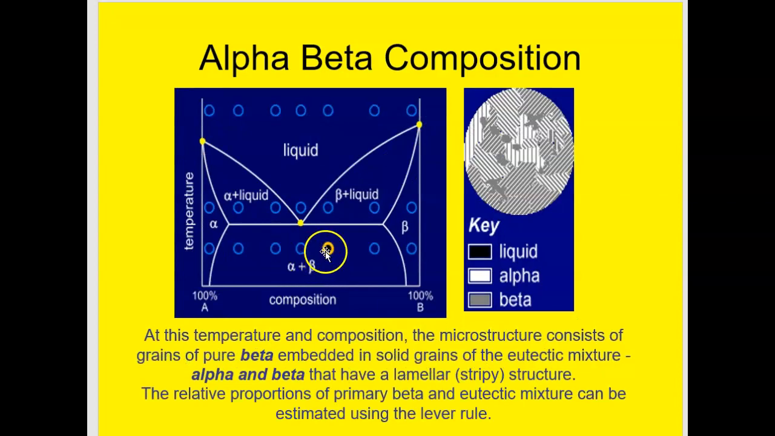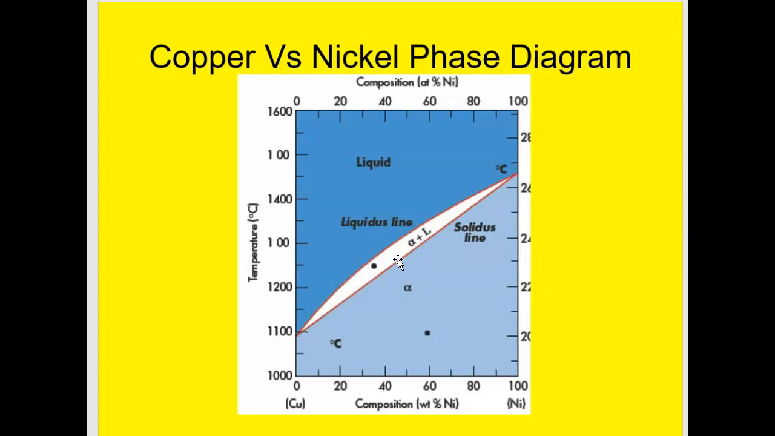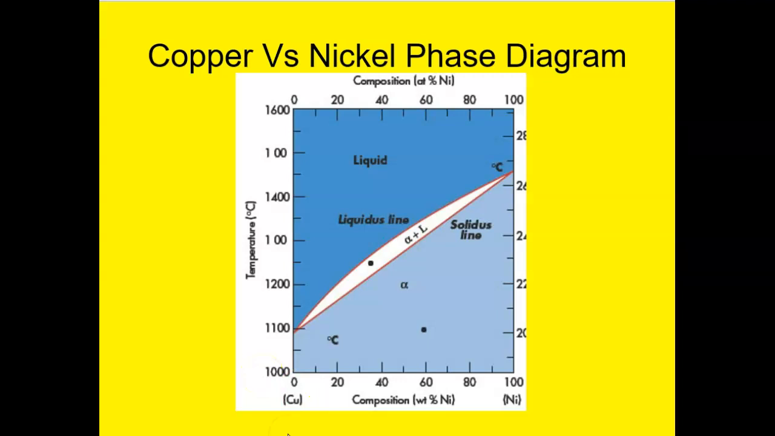Okay. Now, if I move forward, the amount of the alpha is decreasing, but the amount of the beta is increasing. Now here you can see a lot of beta, but very little white, which is alpha. And always the structure will be laminar. You can find the percentage of that one. Okay. In this diagram, this is the copper and nickel phase diagram.